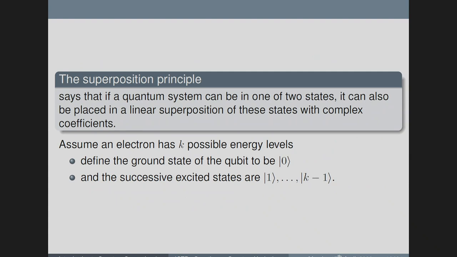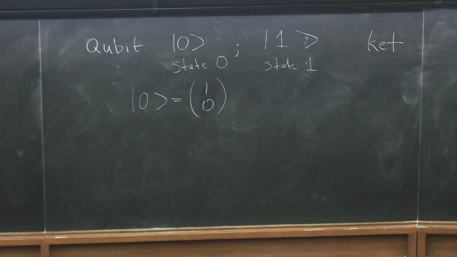So now what I want to do is talk a little bit about the superposition principle, right? We already talked about that your qubit has two states. It can be 0 and 1. But in principle, you could have k states, right? So classically, think about energy levels. You could populate the 0 state, the first state, the second state, the third state, and so on, right? So you have many states.